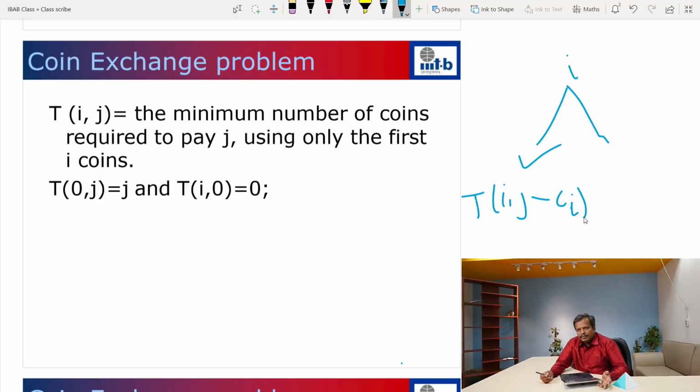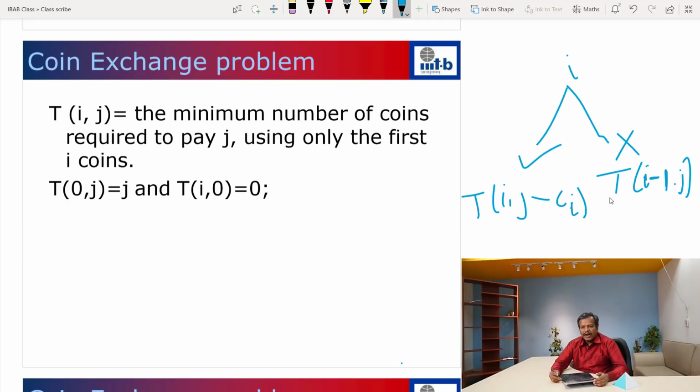So, if I have to pay for j, if I already use the ith coin, then in the future iterations you have to pay recursively j minus c of i. If I decided not to pick the ith coin, then in future I will not be picking the ith coin. So, what I will be doing is that I have to pay for the entire j using the first i minus 1 coins.